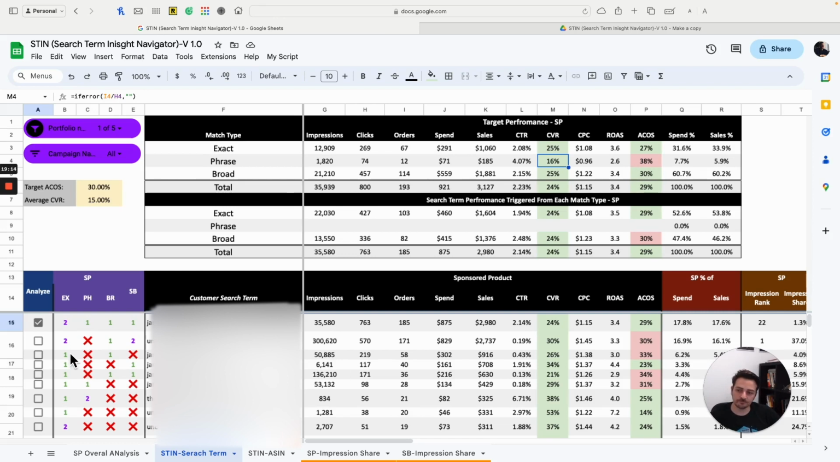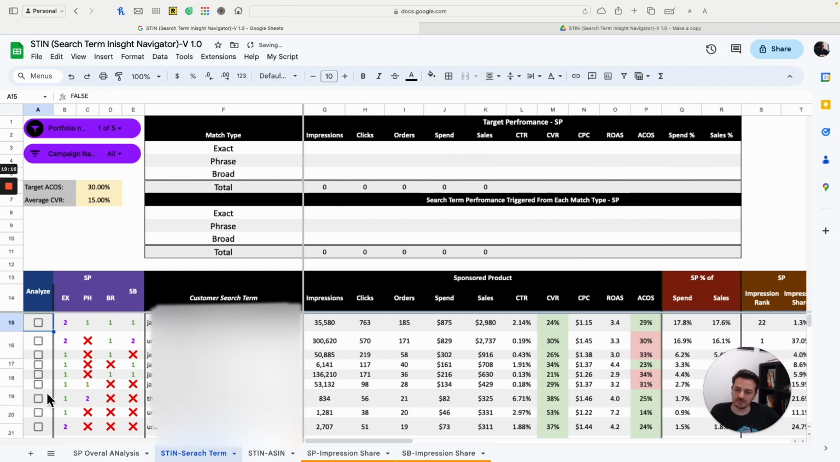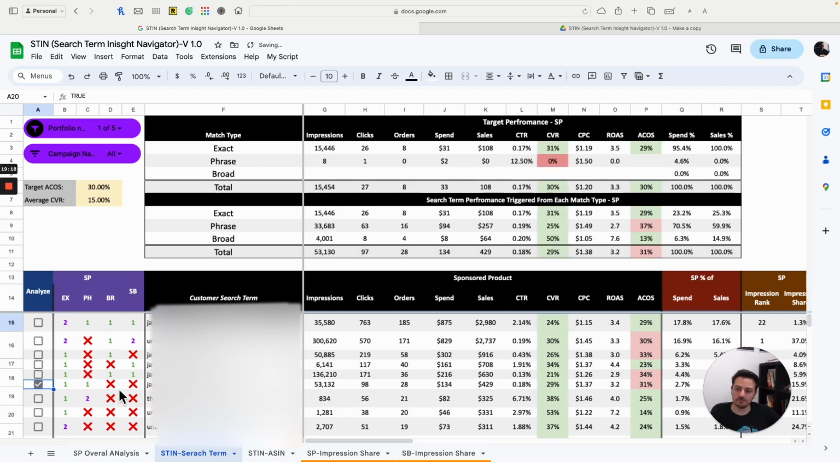performance that I see. So let's look at one example here as well. In this example, as you can see, we have exact and phrase, but there is no broad targeting.